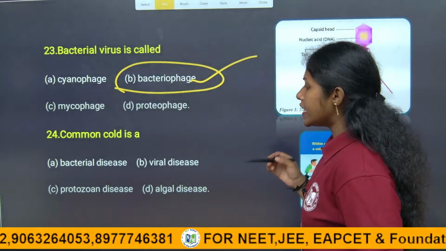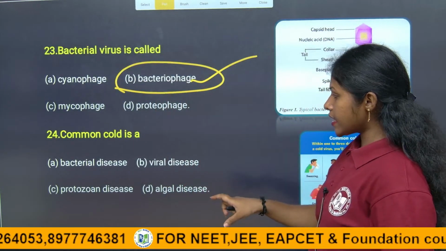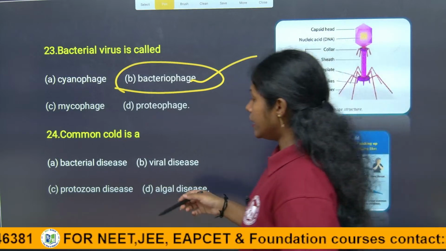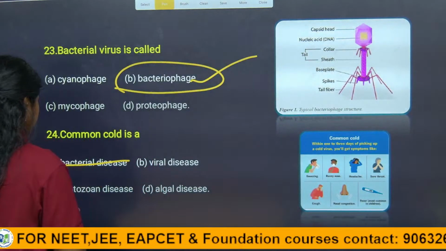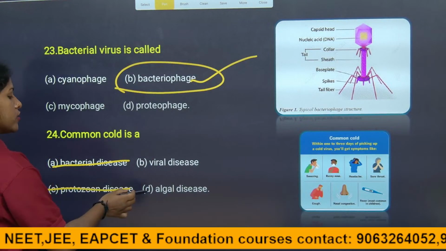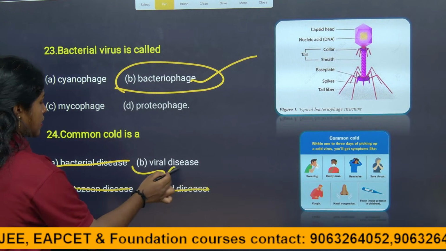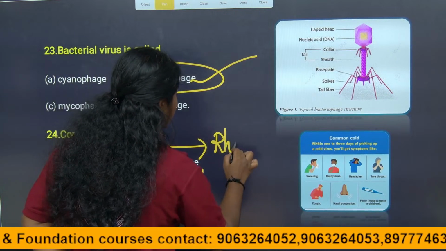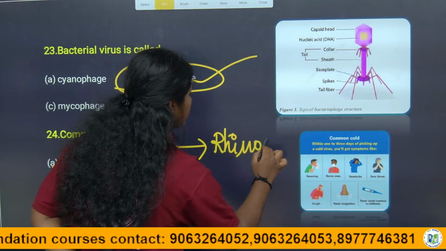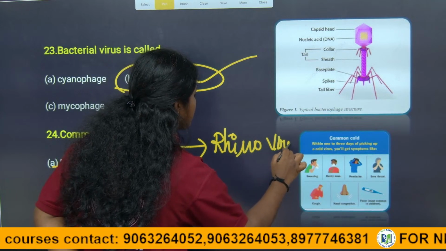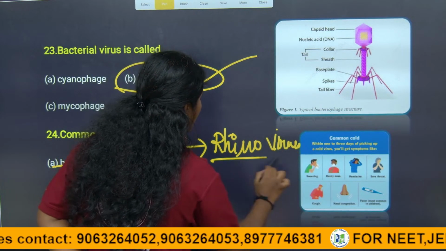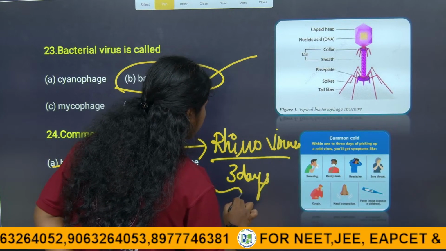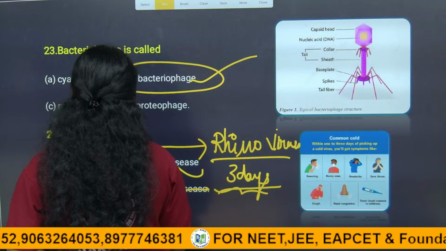Next, common cold: they are asking whether it is a bacterial disease, a viral disease, a protozoan disease or an algal disease. So it is not a bacterial disease, children, it is not a protozoan disease, it is not an algal disease, it is a viral disease. Common cold is caused by the rhinovirus, children. It may affect human beings for at least 3 days.